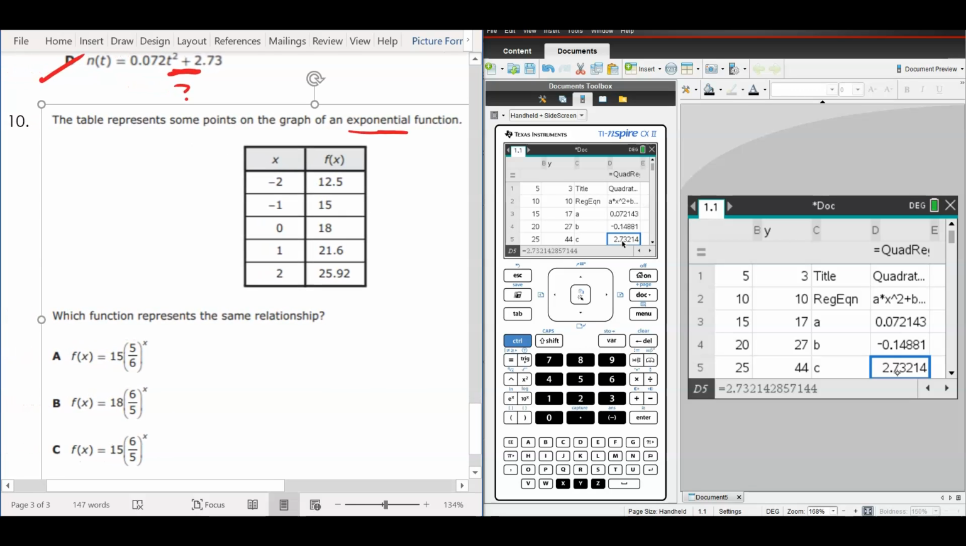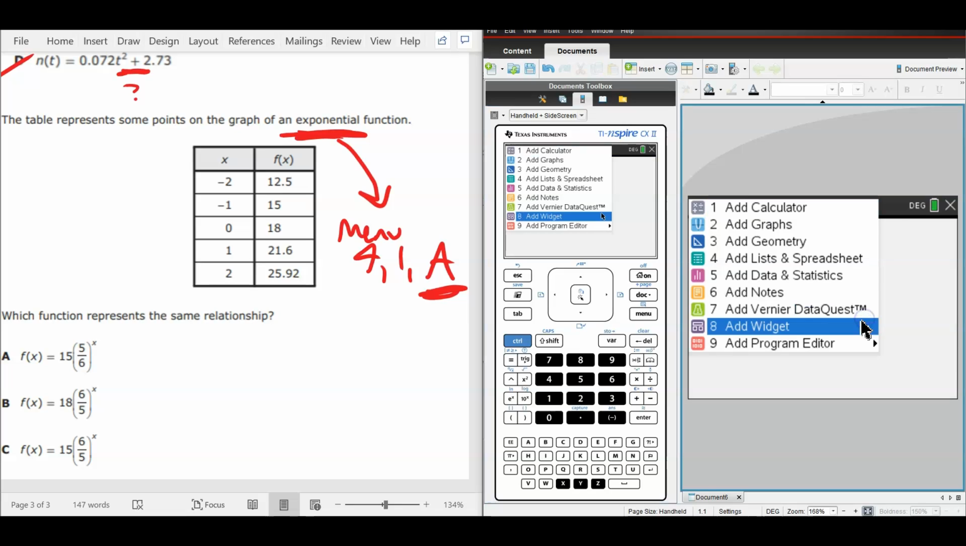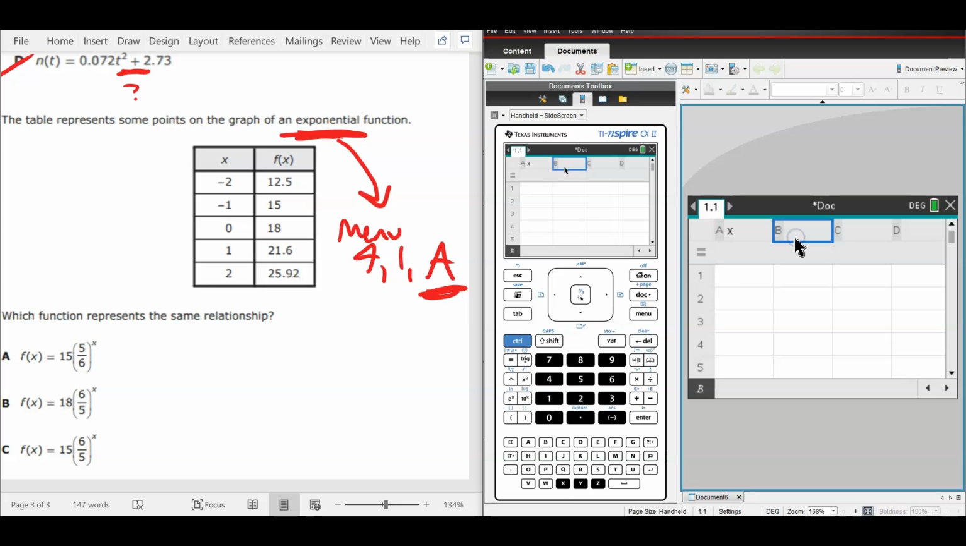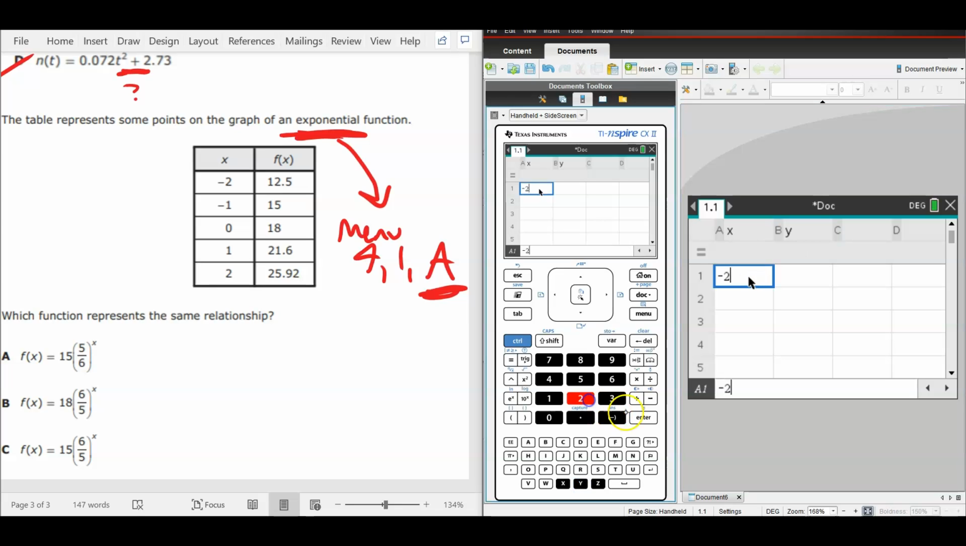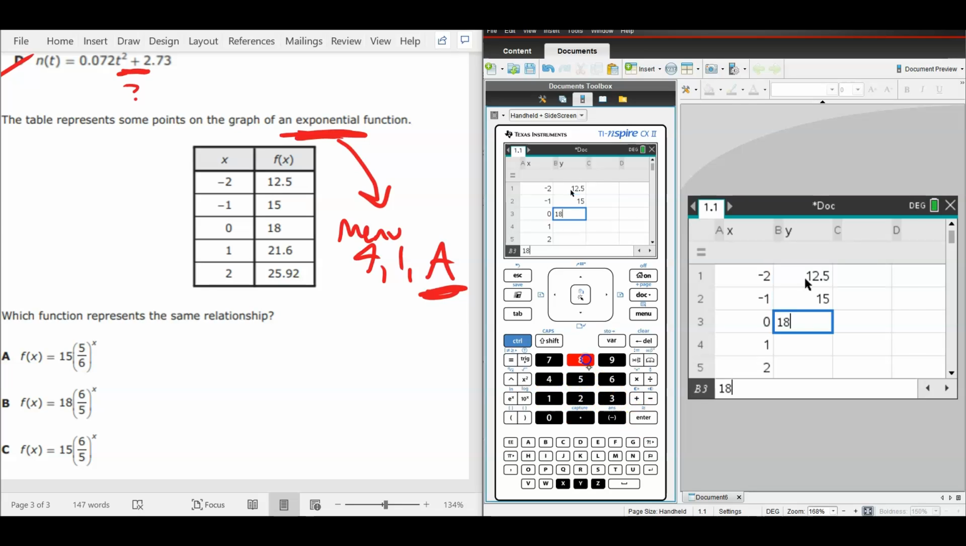Cool. Now it says it's a what function? Exponential. If it's exponential, then we know it's menu 4.1.A. So you can go to a new document, don't save, number 4, X on the top, start typing in this. Okay. Let's keep going here. So again, I know it's exponential.